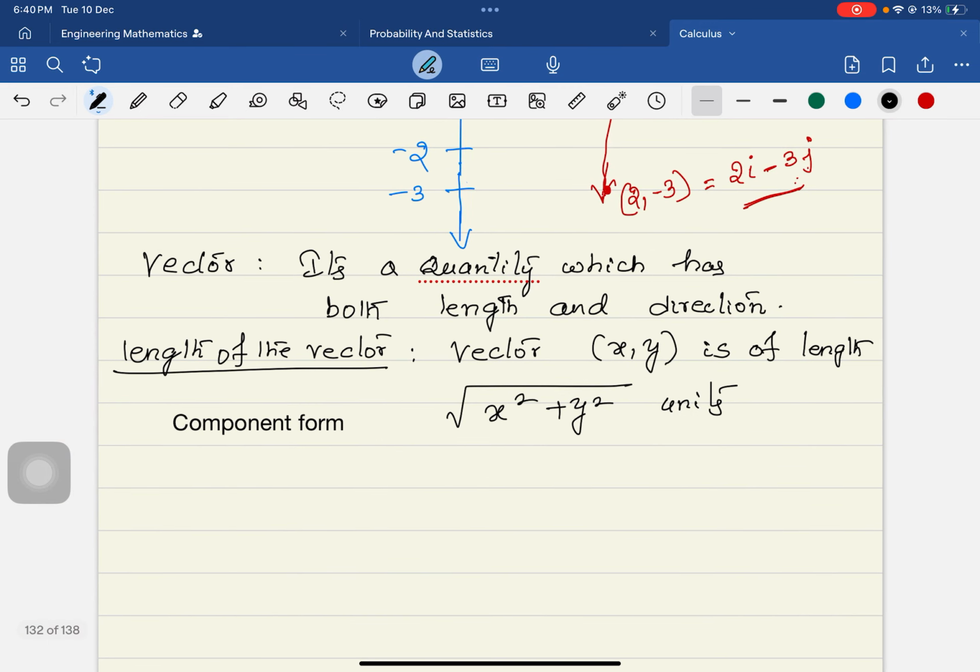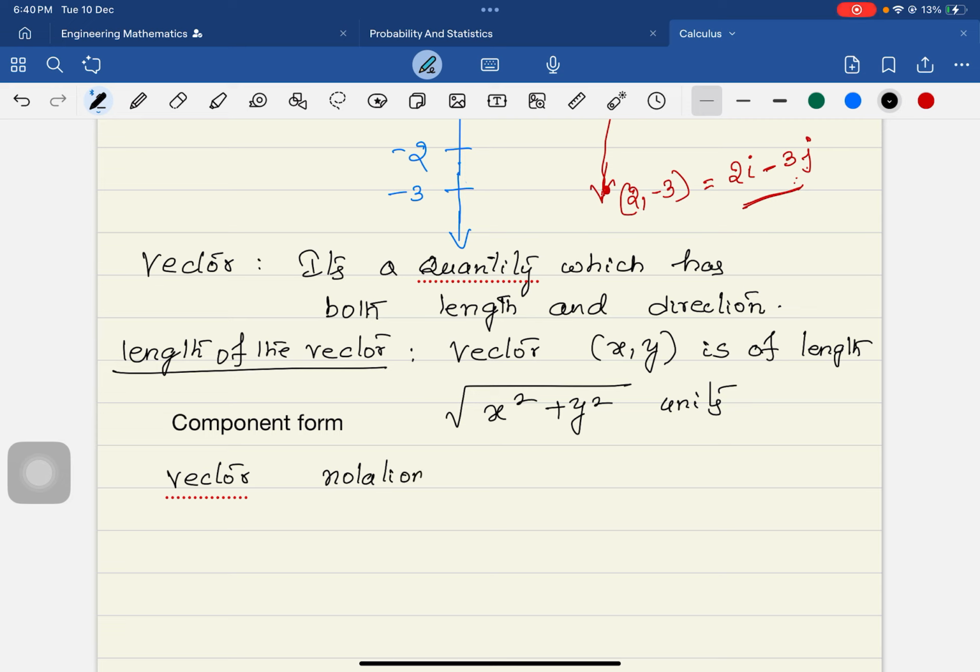So then we write it as AB, the line segment, in vector notation. The vector notation of a line segment is generally given by AB bar. It shows that A is the initial point and B is the terminal point of the vector. I hope it is clear.